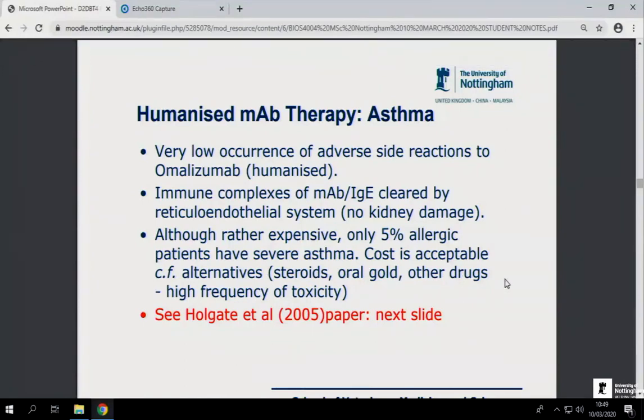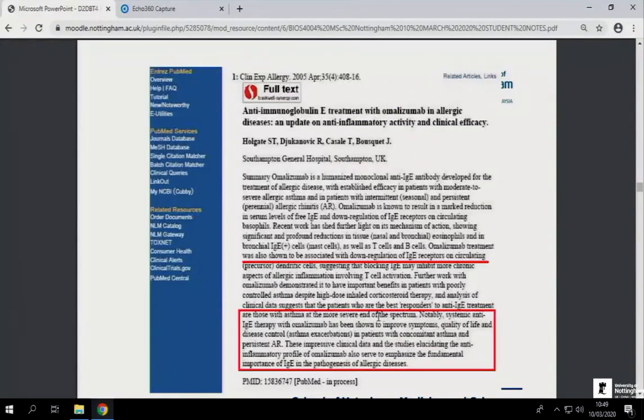There's a paper by Holgate in 2005, which is the best review on that. If you wanted to read about it, I think it should be there. That's his paper, which reviews the anti-IgE response.